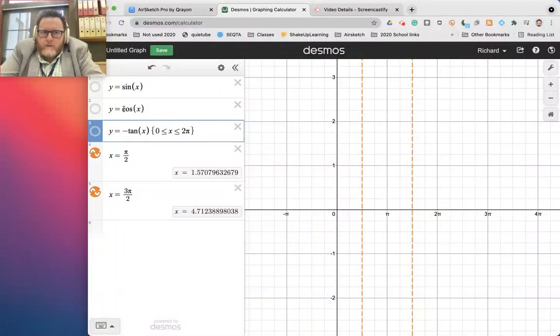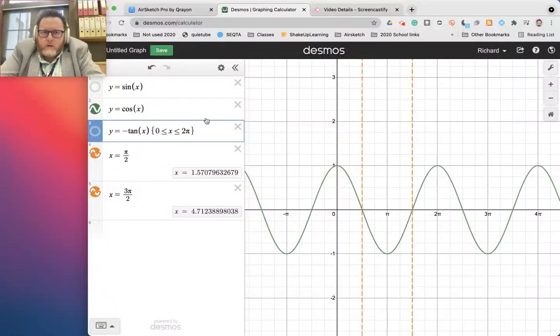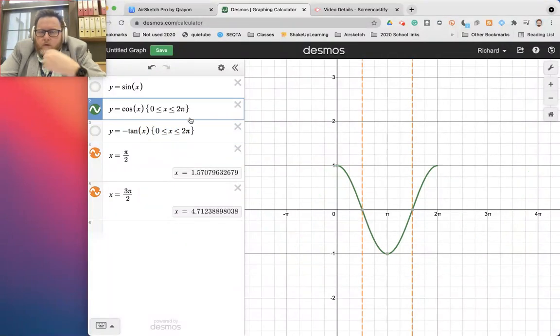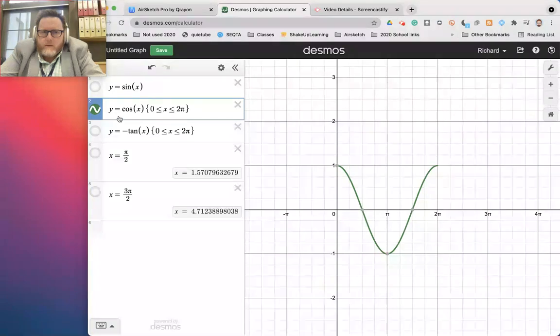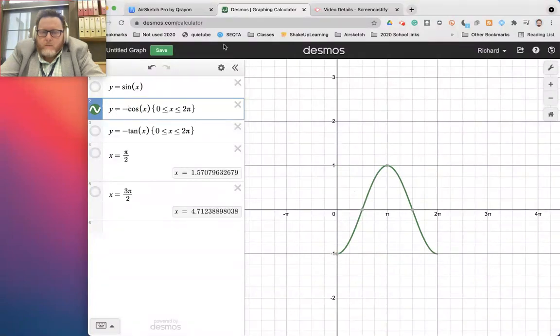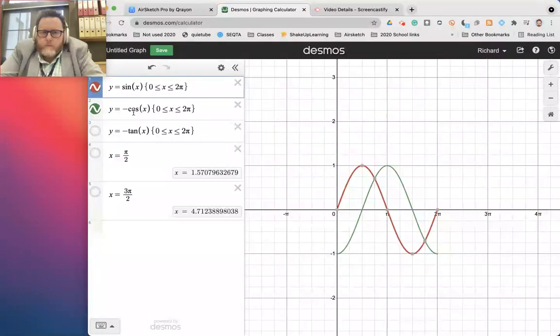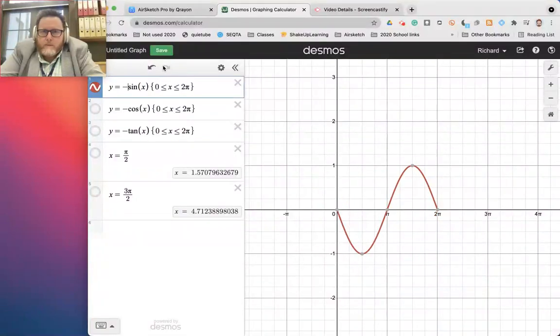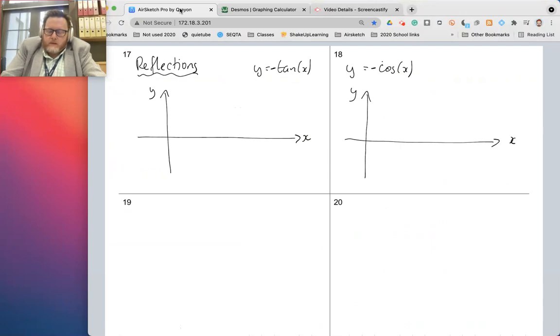Similarly, the cosine graph, have a think about it. This is what it looks like. I might even do the same thing again, just so that we can concentrate on the base graph. So what would it look like flipped? It would look a little bit like that. And what would sine look like flipped? Have a think about it. It would look a little bit like that. Okay, so they're all flipped. So I've just done a couple here just to get our thoughts going.